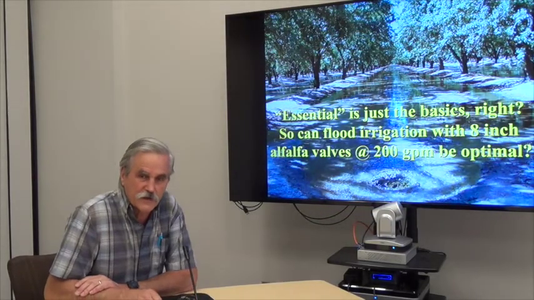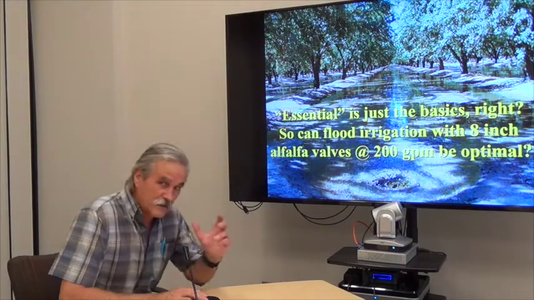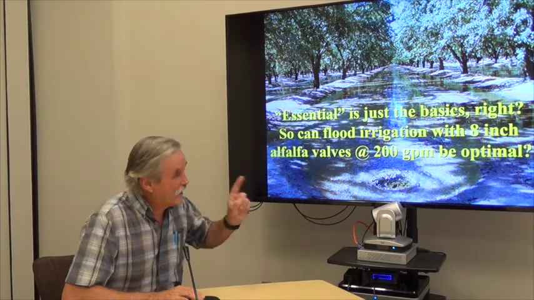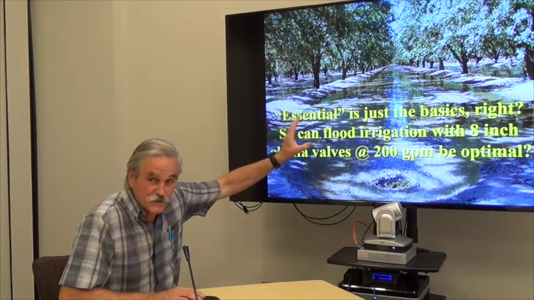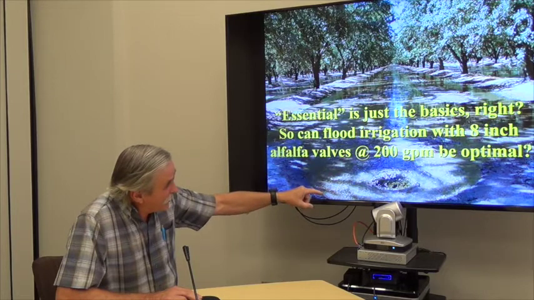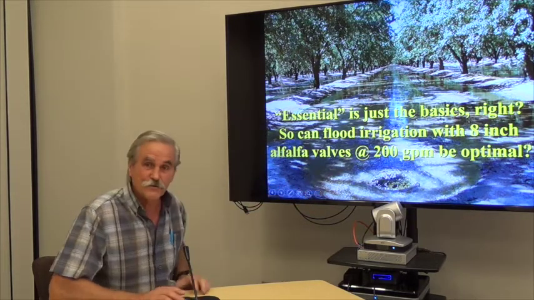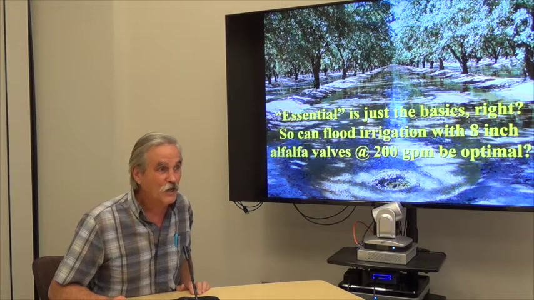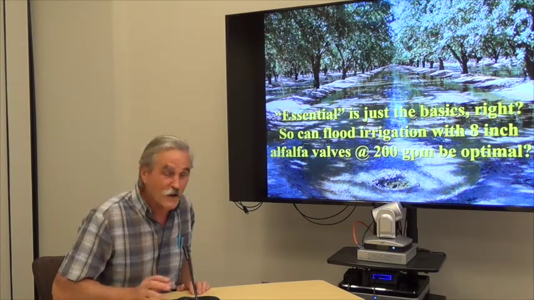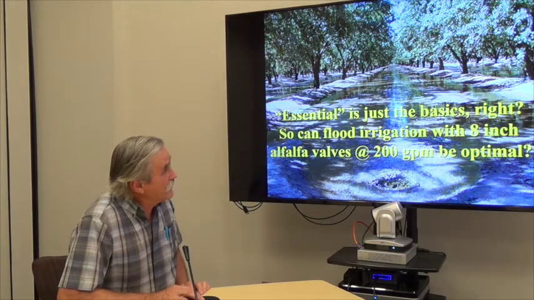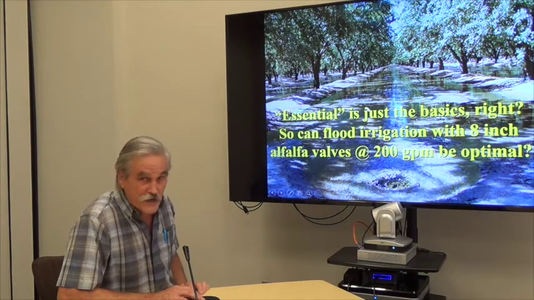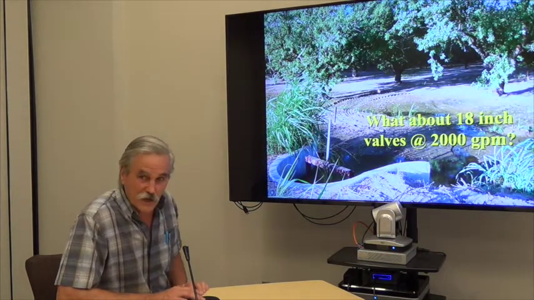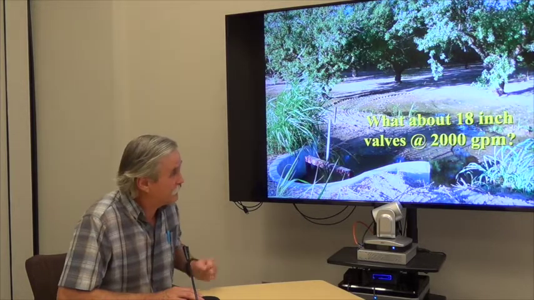Now, of course, the flood irrigation is even more challenging. If we're talking about essentials and the basics to give you the best irrigation, can a simple flood system with 8-inch alfalfa valves provide you just as good uniformity as a micro irrigation system? Usually we say no, because what we don't know is what this actual infiltration rate is at any given moment.